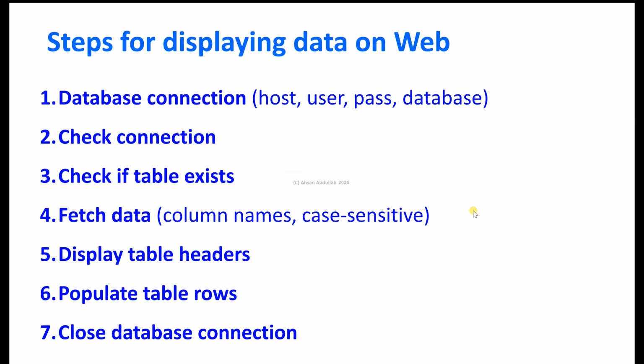All right. So these are the steps for displaying data on the web. So look at these steps. I will explain these steps, and I'll show you also. So the first step is making the database connection. So that database connection requires the host. This is the host where your website is being hosted. User, you are the user. Okay, you have a user account, and you have a password also. This is your password, and this is the database in which your data is stored.